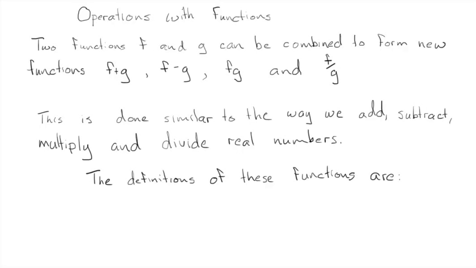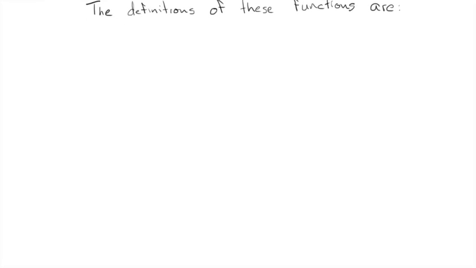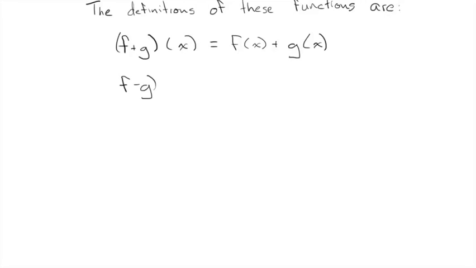The way we're going to do this is similar to the way you would add, subtract, multiply, and divide real numbers. So we're going to define these new functions as follows. The function f plus g, which will have an input of x, will just come from adding the outputs, f at x plus g at x. F minus g, not surprisingly, is defined very similarly: it's just f at x minus g at x.